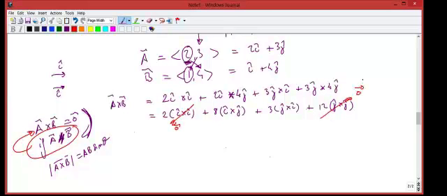Remember, the dot product was opposite. It was only the like terms, i dot i, that survived. i dot i was equal to 1. j dot j was equal to 1. i dot j was 0. And j dot i was 0. Here is the exact opposite.